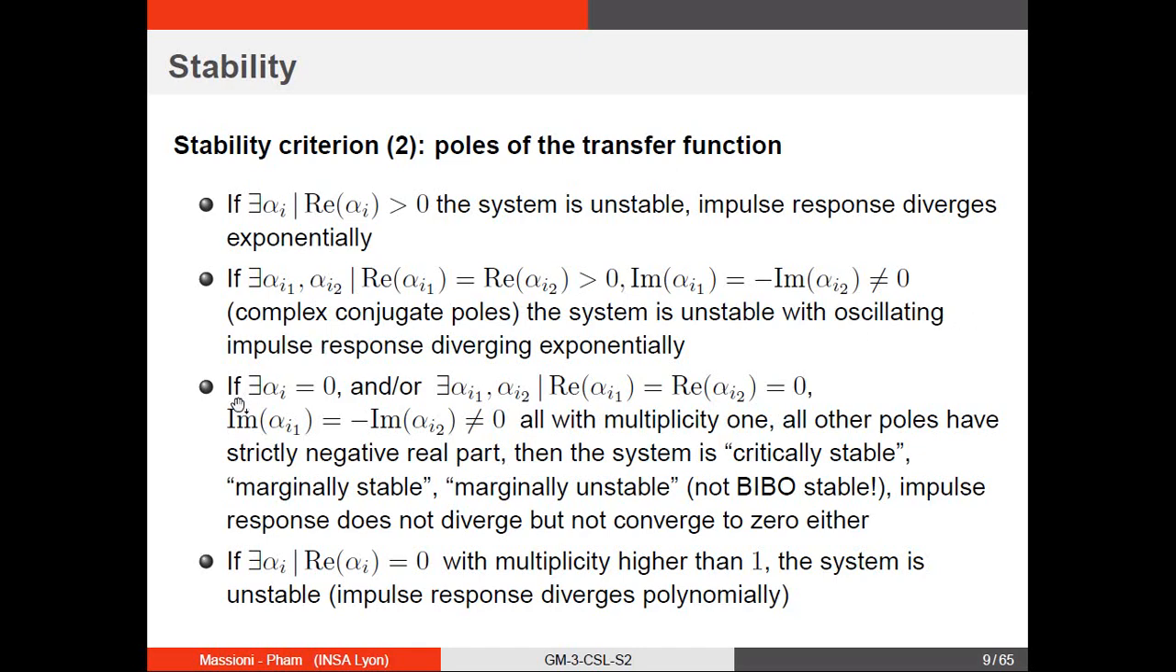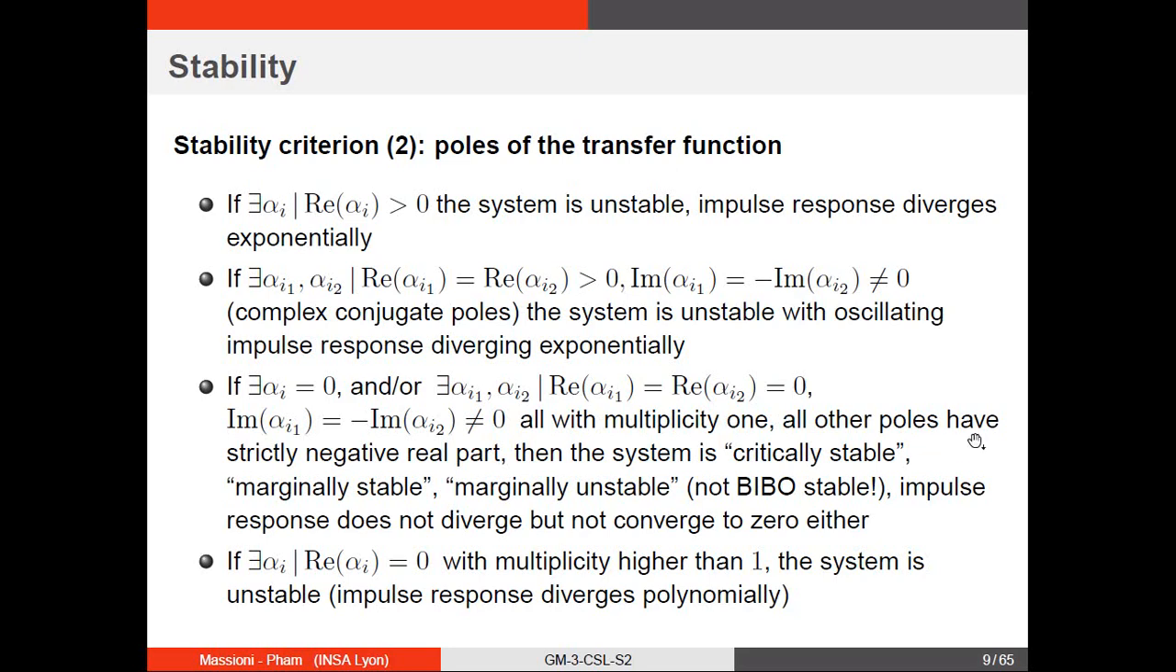If you happen to have a pole which is exactly zero, or a couple of complex conjugate poles featuring a zero real part, all with multiplicity equal to 1, I'm stressing this one, and all the other poles have strictly negative real part, then this system is critically stable, which means that the impulse response will not go to 0, so the system is not BIBO stable, but it will not go to infinity either.